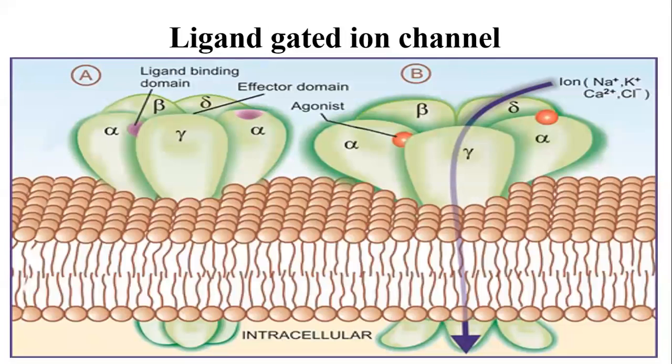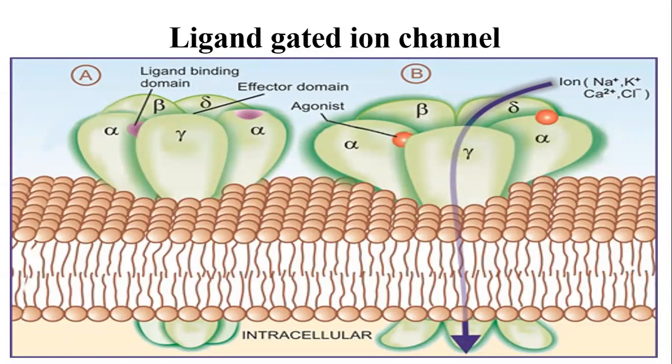So this pore is large enough for the passage of ions into the cytosol. That pore is required for the passage of ions. So what kind of ions? Here, the nicotinic cholinergic receptors are non-selective type. These are non-selective cation channels.